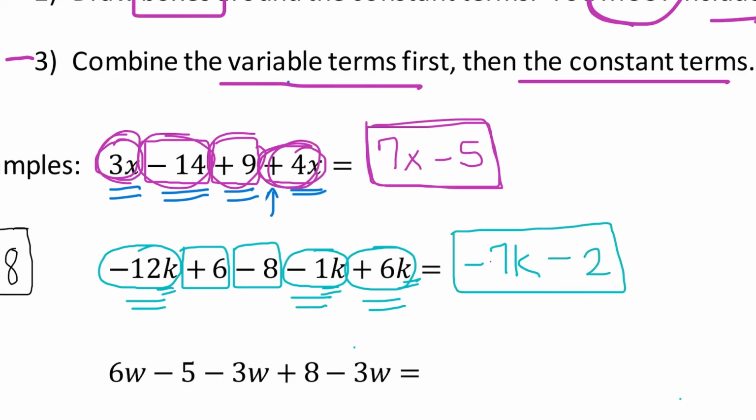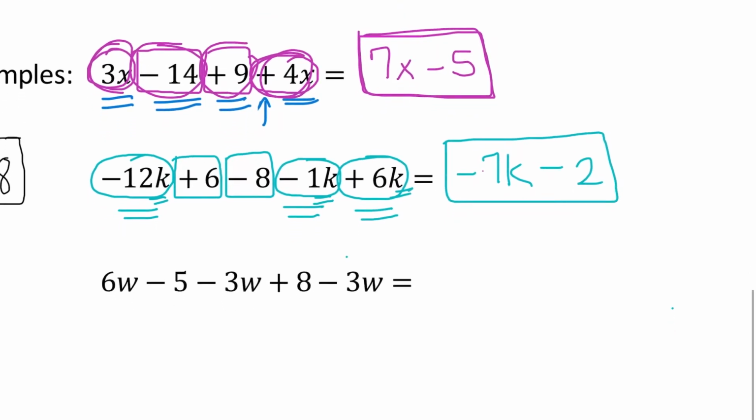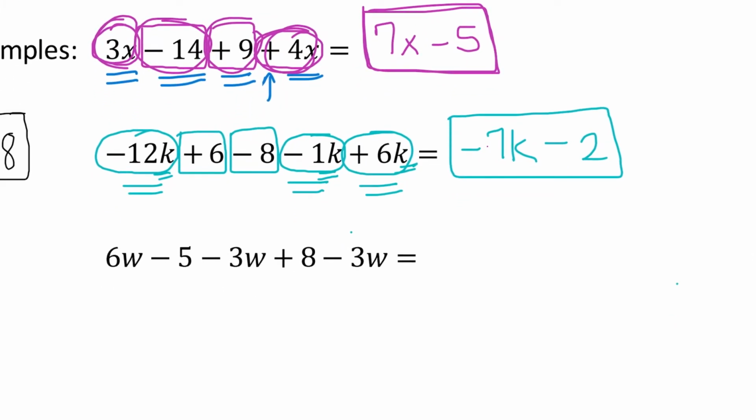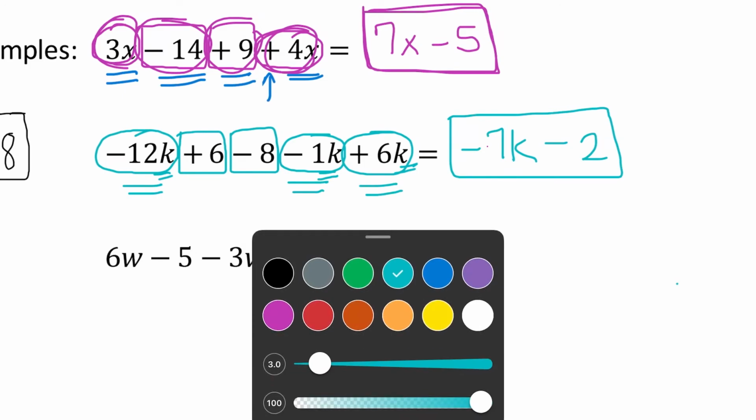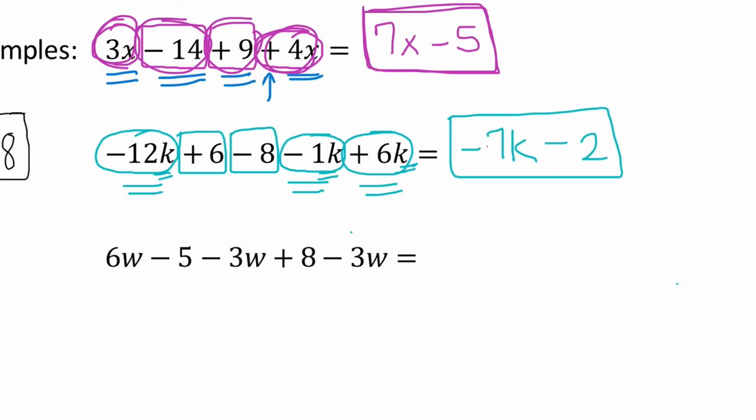Okay. Let's look at one more here at the bottom. Let's switch colors again. How about purple? All right. I'm going to, again, circle my variable terms. Look real carefully for a second and think in your head which ones you think are the variable terms. All right. Hopefully you said 6w, minus 3w, and minus 3w. That means your constant terms are minus 5 and plus 8.